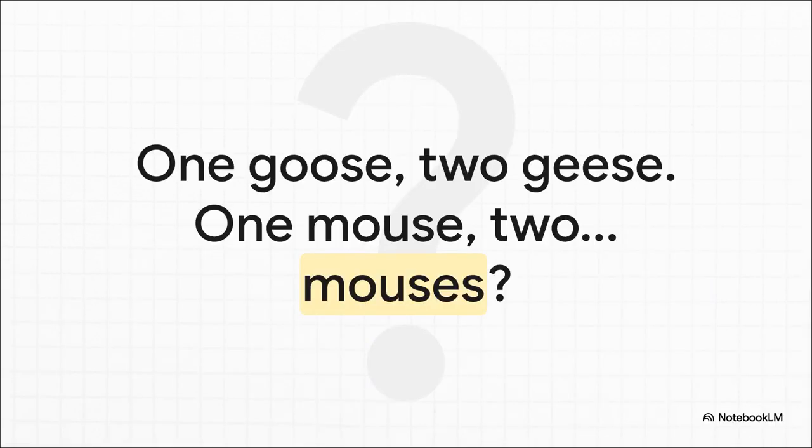Okay, let's just jump right in with a classic example. We've all been there, haven't we? You've got one goose, two geese, down pat. But then, one mouse, two mouses? It just sounds wrong. This is exactly why we're here, to build a super solid foundation so you never have to second-guess yourself like that again.